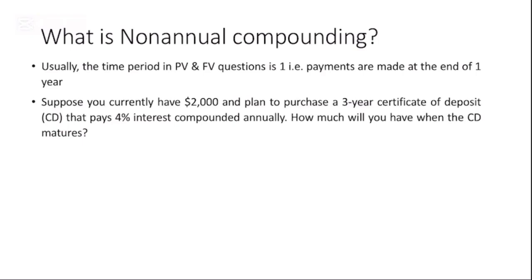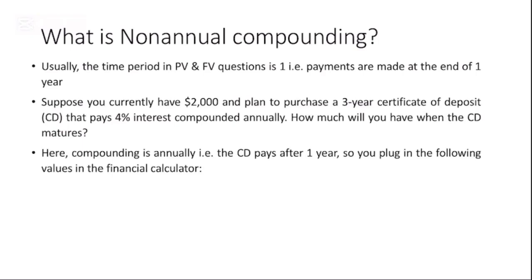For instance, suppose you currently have $2,000 and you plan to purchase a 3-year certificate of deposit that pays 4% interest compounded annually. So how much will you have when the CD matures? That is, what will be the future value? The calculation here is pretty easy. Since the compounding is annual, that is, the CD pays after 1 year, you plug in the following values in the financial calculator and find the future value.